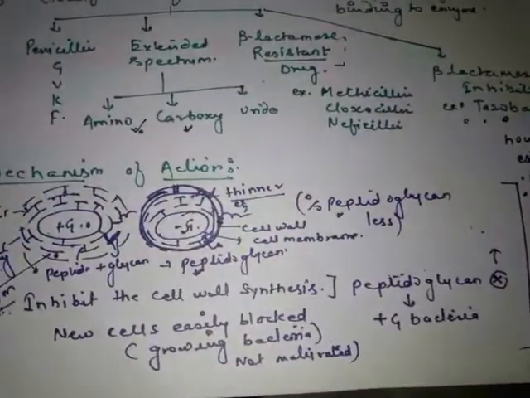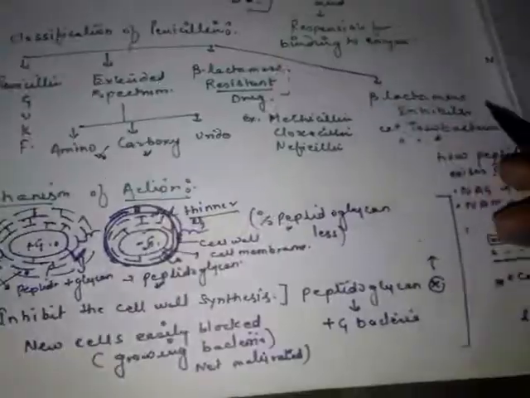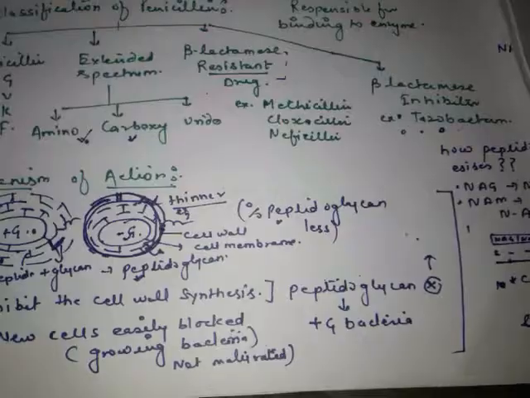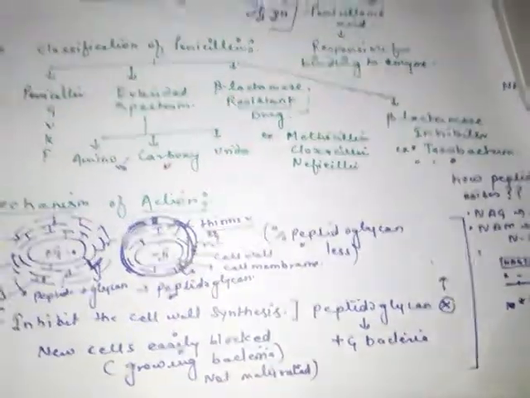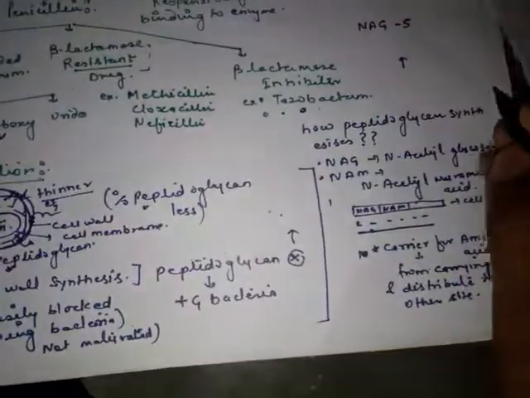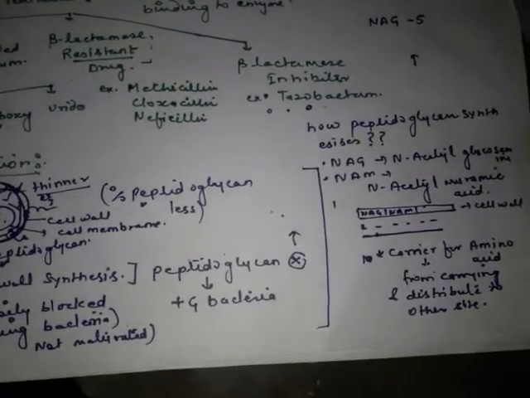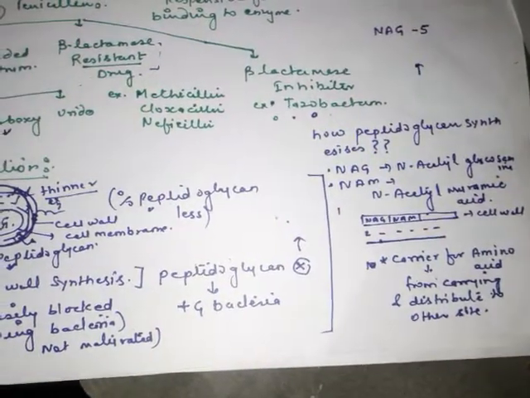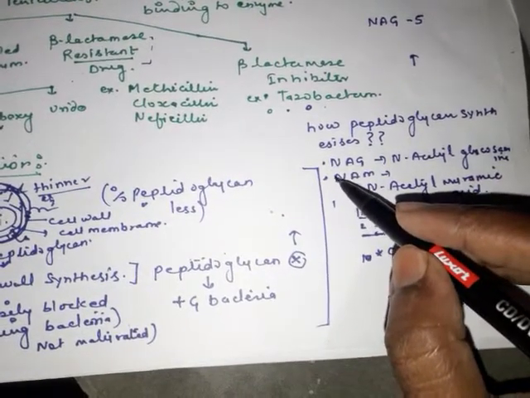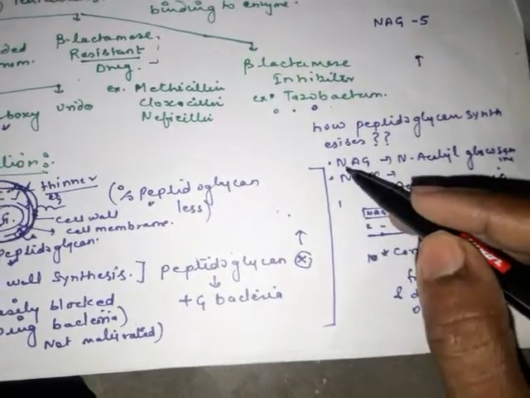First of all, in peptidoglycan synthesis, the two amino sugars NAG and NAM have a very important role, and it is a carrier for amino acids. It carries the amino acids from the cytoplasm to the cell wall.